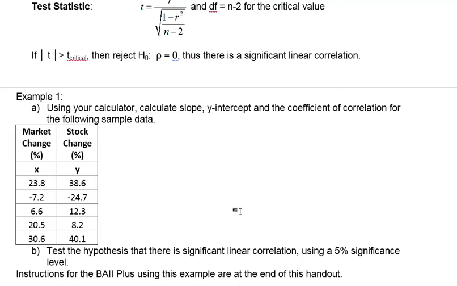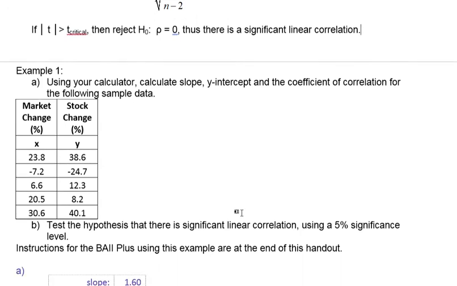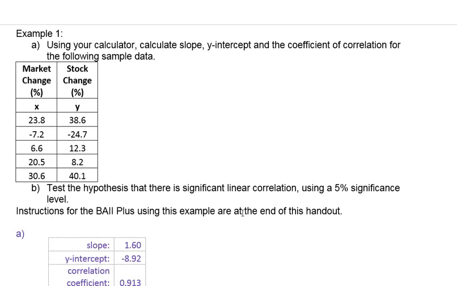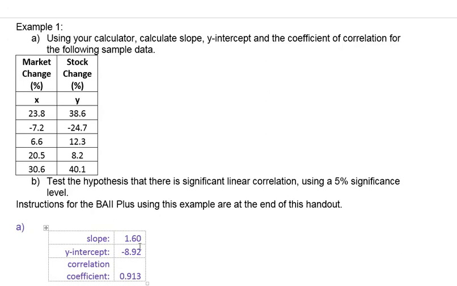Once you have it all, then you can go into stats and get it to display your slope and your intercept and everything else. When you do that, your calculator will spew out that the slope is 1.6, the intercept is minus 8.92, and your correlation is 0.913. So I strongly encourage you to pause the video and try putting those values in your calculator to make sure you know how to use it.